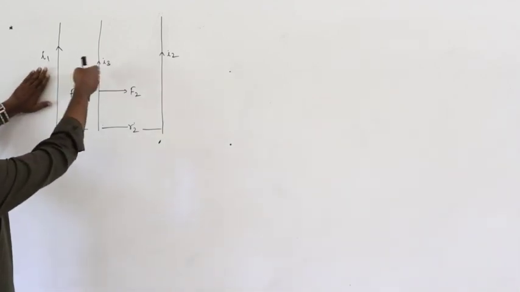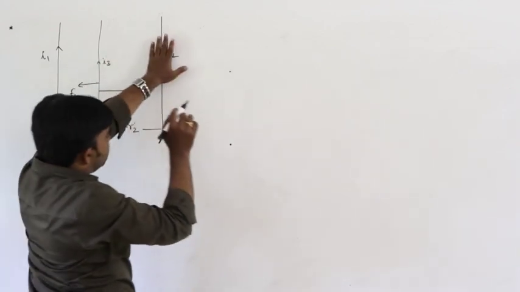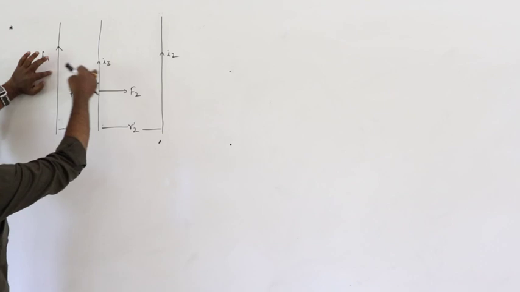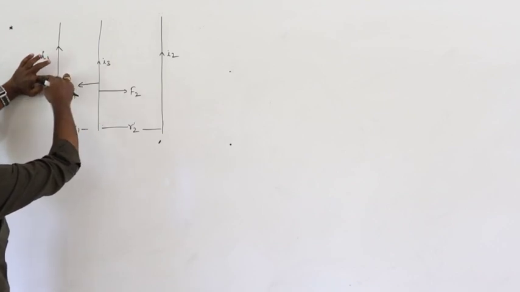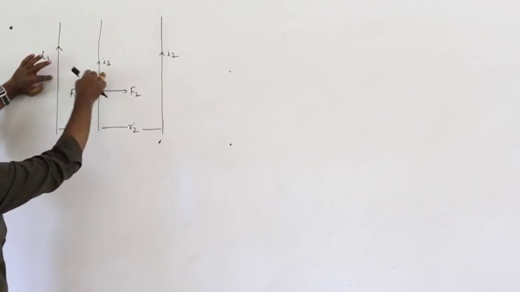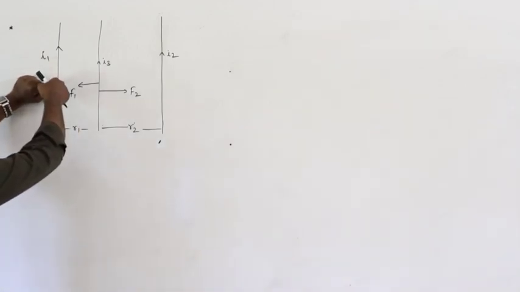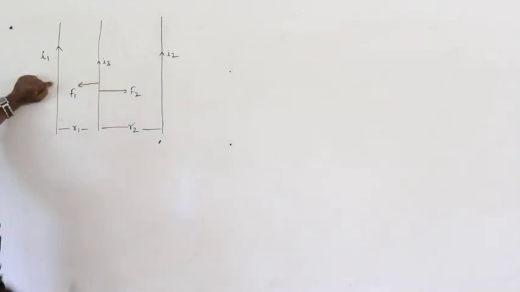First, forget about I2. Now I am considering only I1 and I3. Both the currents must be in the same direction, so definitely there must be an attractive force. That means the first conductor attracts this one in this direction. That is F1, let us say.